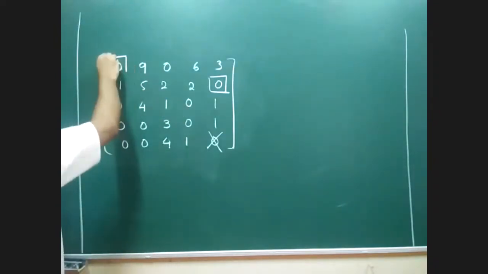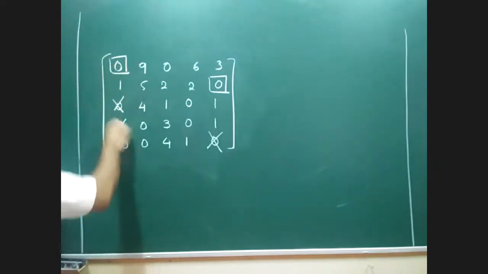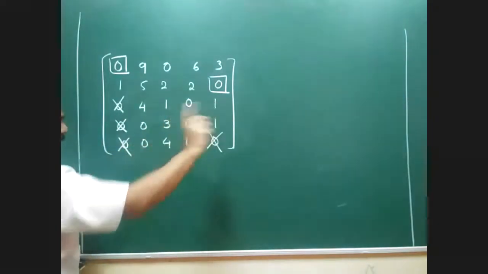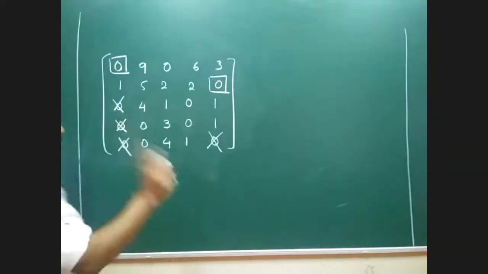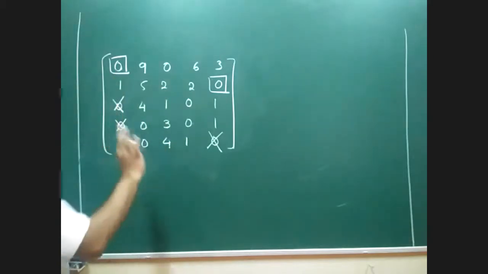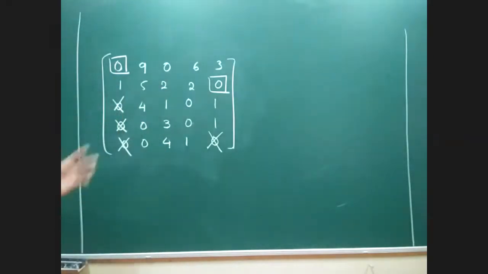If I'm selecting this, this is blocked, and this is blocked. In row number 3, one more zero is left, no problem. Here, two more zeros are left. Here, one more zero is left. Again, this is fine, no problem. Allocation suffices. Okay.